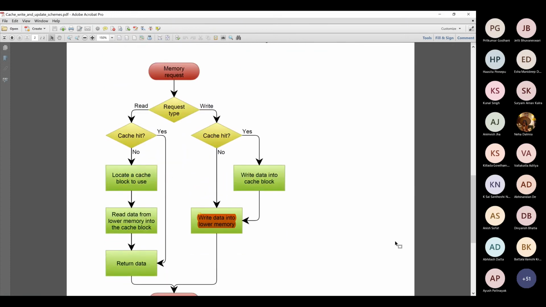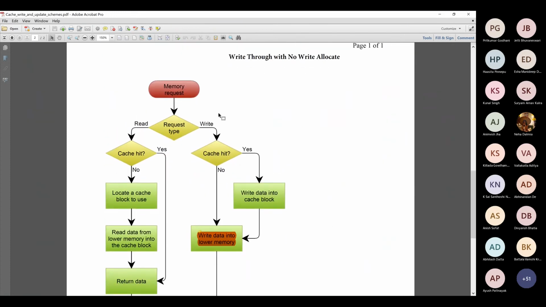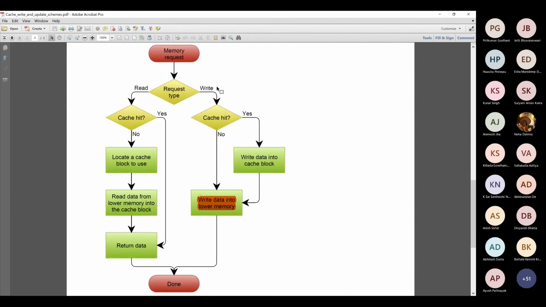However, if you look at the write through with write no allocate and you look at what happens when there is a write miss, this portion of the diagram is shocking actually. I mean, this is completely against the principle of memory hierarchy. But anyways, this is an option that is actually followed.